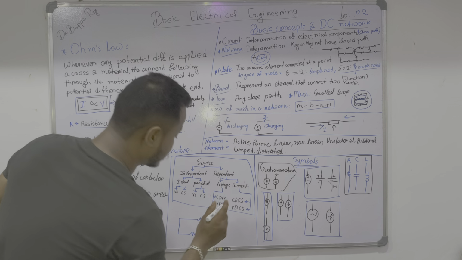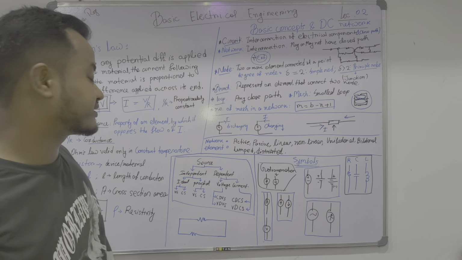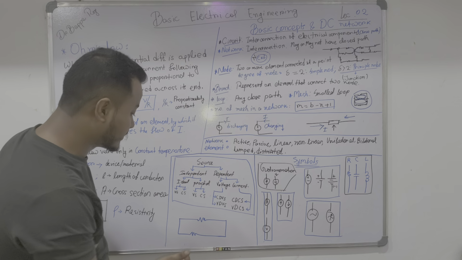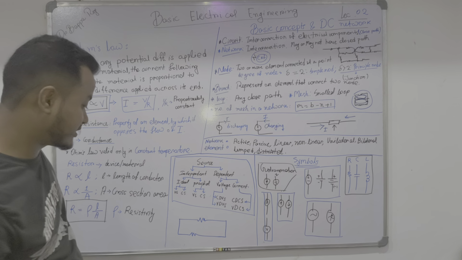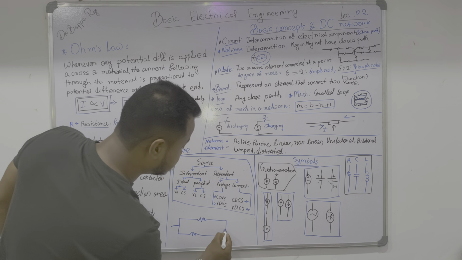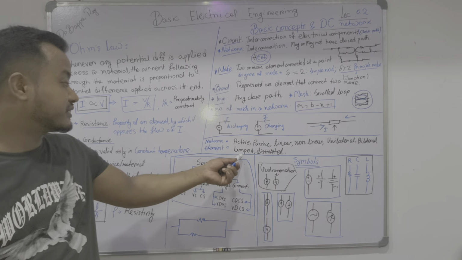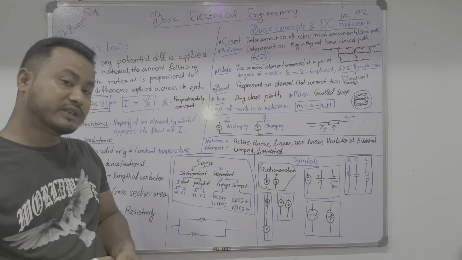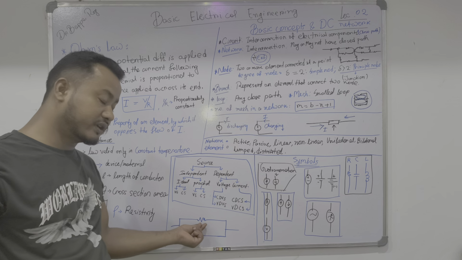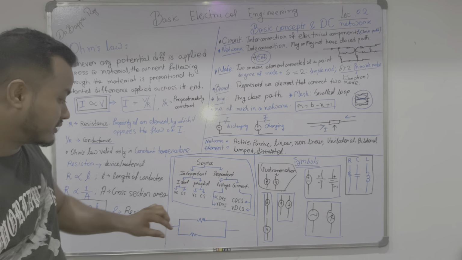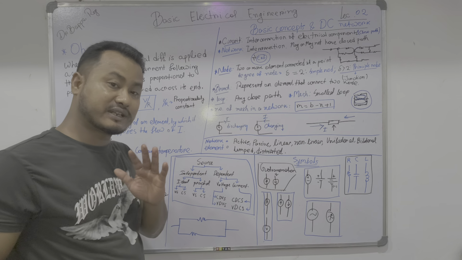Suppose this one is one closed loop, one circuit. I have drawn it like this. This is the symbol of a resistor. These are the symbols of resistors, two resistors are here. So lumped means we are assuming the value of this resistor is concentrated at a single point, at this point only. That is called lumped parameter.